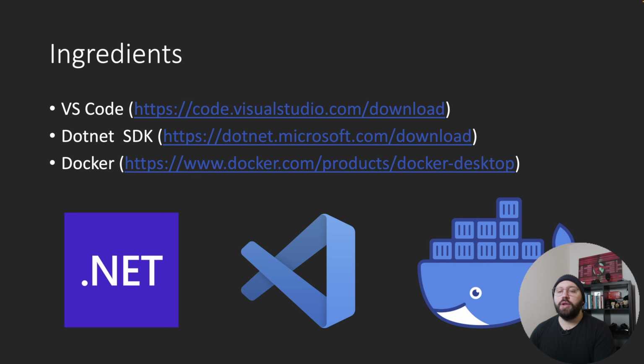So what are the ingredients? We're going to be needing Visual Studio Code in order for us to edit our code. We're going to be needing the .NET SDK. It's not really necessary if you want to just run the application locally on your machine. And we're going to be needing Docker Hub. Basically, you can go to these links and you can download them.